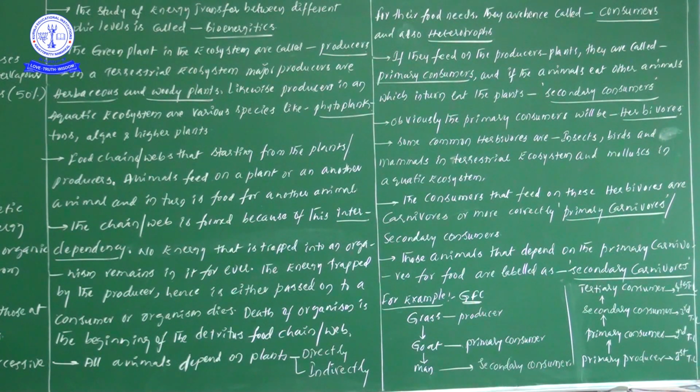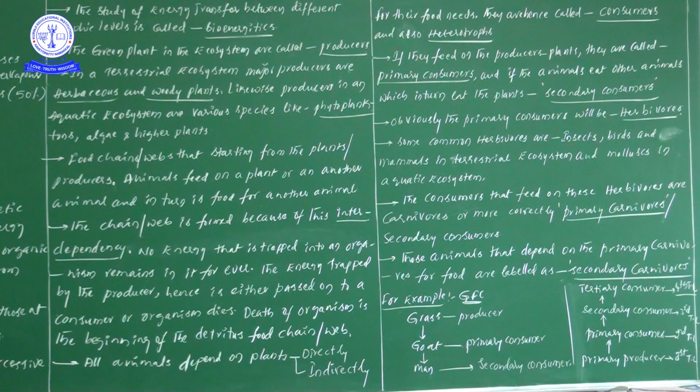So simply I have written the grazing food chain there. Grass is a producer. The grass is eaten by the goat. Here this particular goat can be taken as a primary consumer or herbivore. Now this goat is eaten by the man. This particular man we will be considering as a secondary consumer.